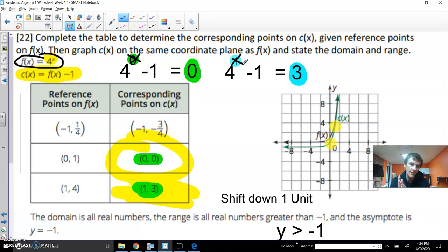So when you plug in 4 to the 0, you get 1, and 1 minus 1 is 0. So that means you're getting 0, 0. And that's a point on your graph. Well, then I want to plug in the value of 1 here. And so when I plug in 1 there, you see 4 to the 1 is 4. 4 minus 1 is 3, meaning when I plug in 1, I get 3. So 1, 3-ish is a point.